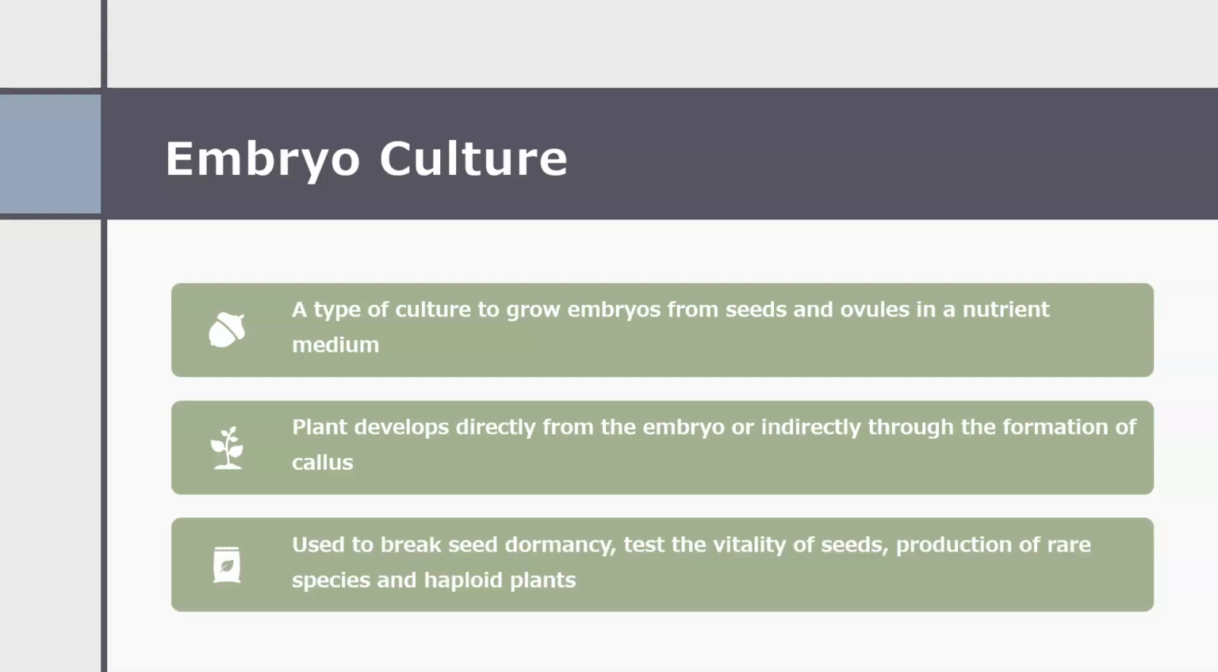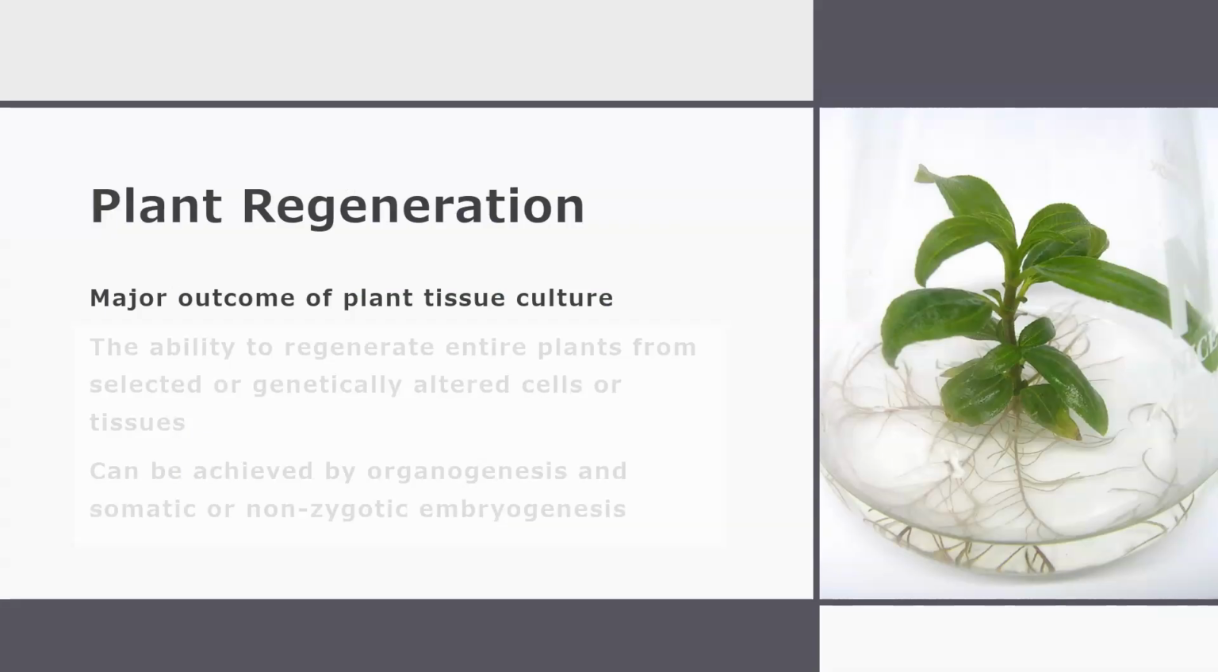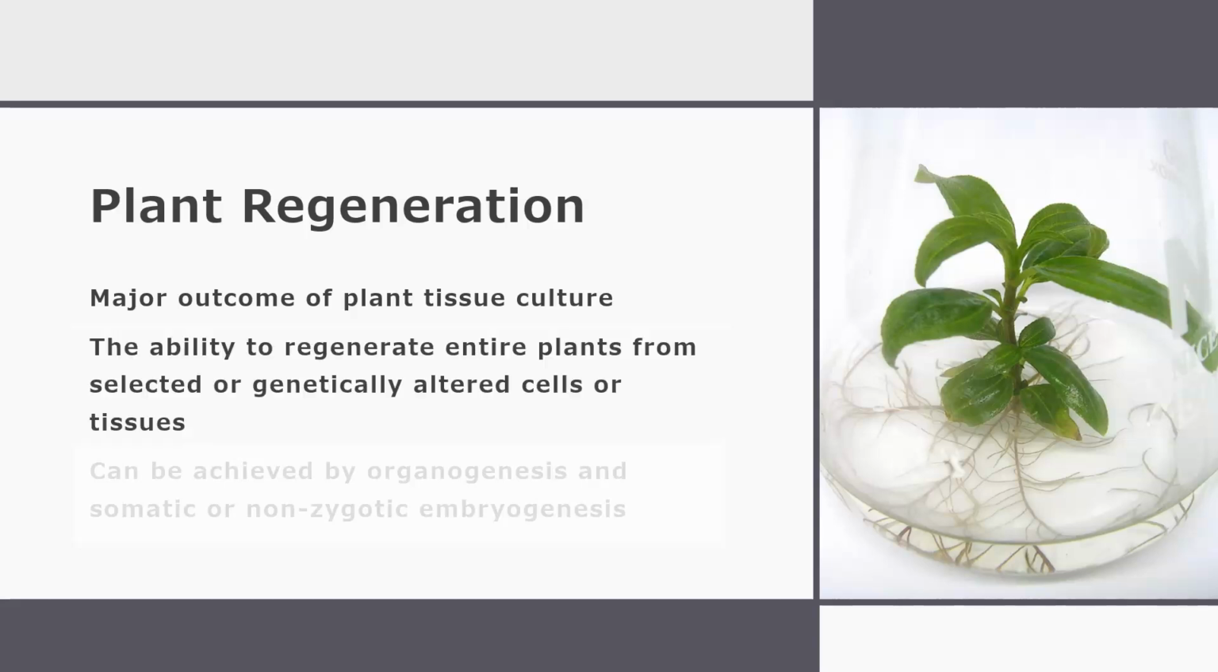This technique has been developed to break seed dormancy, test seed viability, and produce rare species and haploid plants. It is an effective method, used to shorten the plant breeding cycle, by growing excised embryos, thus reducing the long dormancy period of seeds. Plant regeneration is a major outcome of plant tissue culture, based on the principle of totipotency. The ability to regenerate entire plants from selected, or genetically altered cells or tissues, is key to the broad biotechnological potential of plant cell cultures.